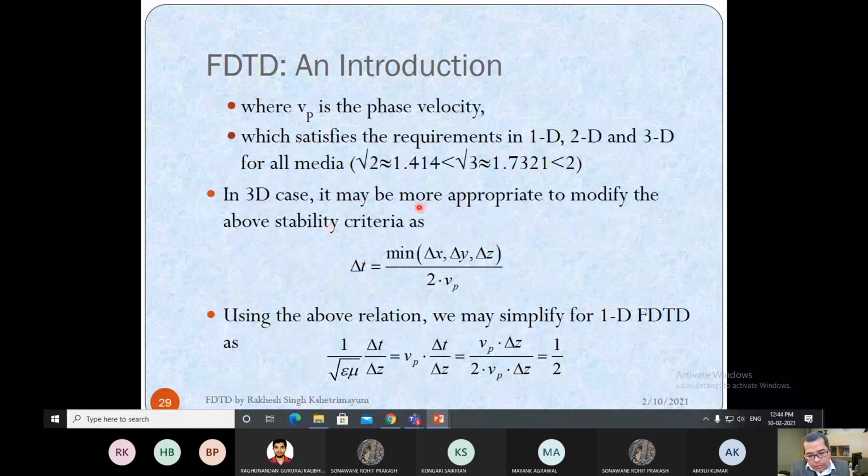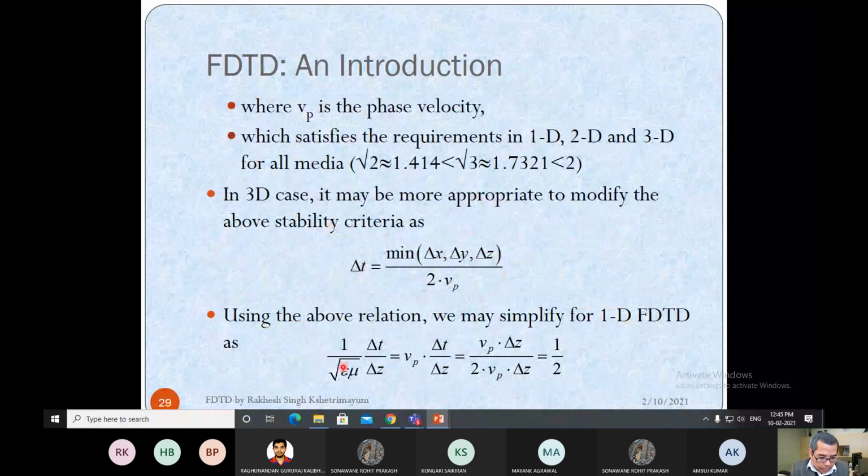But let's say, instead of having a cube as a unit cell for discretization of your bulk simulation space or solution space, we have a cuboid with different dimensions along x, y and z. So in that case, your cuboid is taken as the discretization of your volume solution space. In that case, you can simply take the minimum of delta x, delta y, or delta z divided by 2 times the phase velocity. This is called the Courant stability criterion. If you use this, your FDTD program will not diverge.